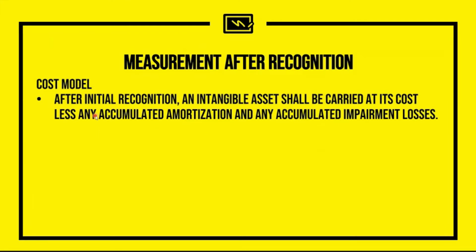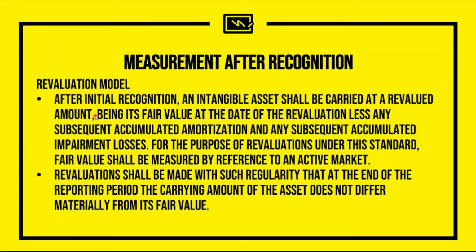For the cost model, it's very easy. You get the cost, and then we're going to have accumulated amortization and accumulated impairment loss. So similar to PPE, it is cost less accumulated depreciation and accumulated impairment loss. In the case of the revaluation model, just like what we said, we get the fair value and then we depreciate the fair value.